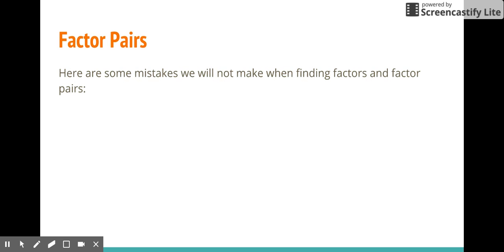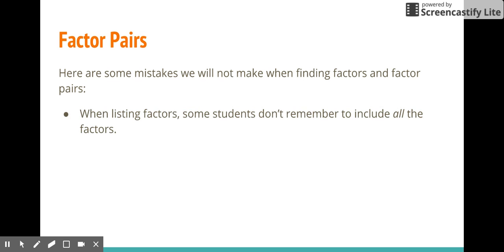We're going to be working on finding factor pairs today, and before we do that, I want to go over some common mistakes that students make so that we won't make them ourselves while we're finding factors and factor pairs. The first common mistake is that when they're listing factors, some students don't remember to include all of the factors. For example, some students don't remember that the number itself has to be included.